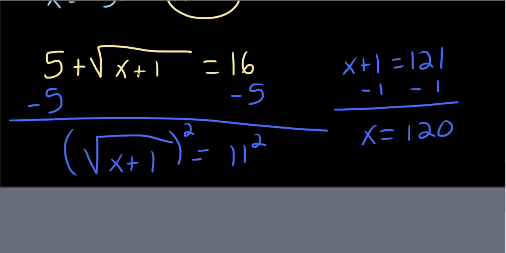So you will have 120 plus 1 is 121, and the square root of 121 is 11. 11 plus 5 is 16. 16 equals 16. So this one is really an answer.